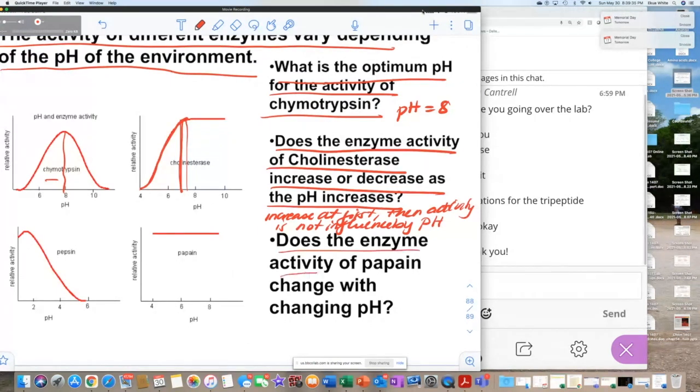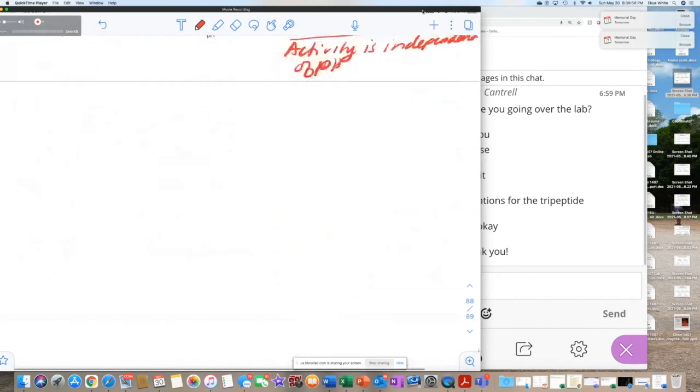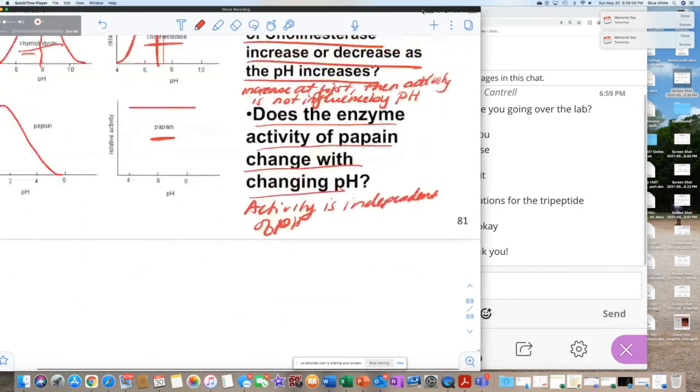Does the enzyme activity in papain change with changing pH? Papain, no. Activity is independent of pH. It does not even recognize pH; the activity is the same regardless of the pH, right? Papain, cholinesterase, chymotrypsin. And we made it to the end, guys.